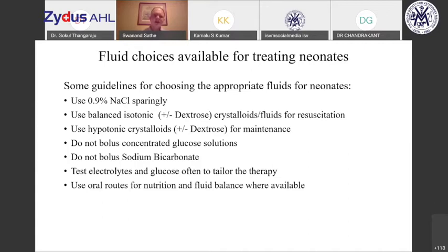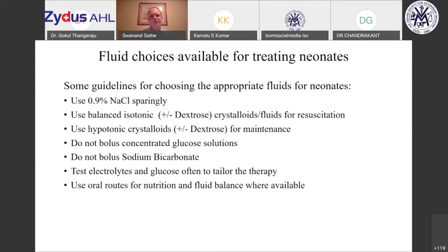For resuscitating these hypovolemic foals, we tend to use balanced isotonic electrolyte solutions, namely crystalloids, which may or may not have dextrose. We usually always put dextrose in these because hypovolemic foals have not been nursing for a long time, and in more than 90% of the cases, they are hypoglycemic. So we will add dextrose to these crystalloid fluids for resuscitation.